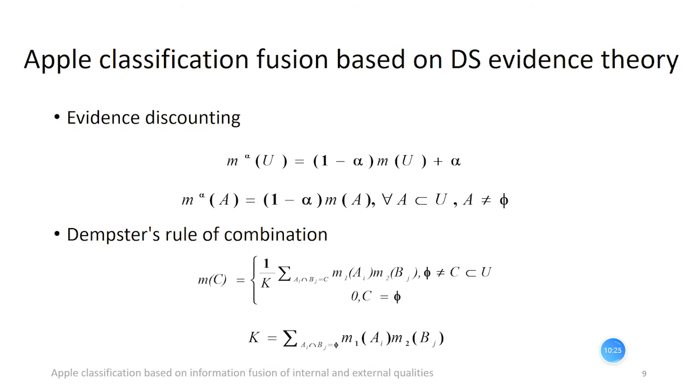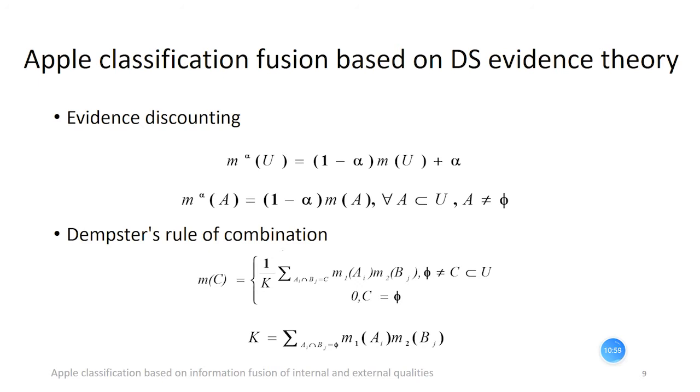The DS evidence theory was first proposed by Dempster in 1967 and then extended by Shafer in 1976. Instead of generating accurate probabilities for each possible outcome, the basic probability assignments provide a useful way to represent unknown and uncertainty.